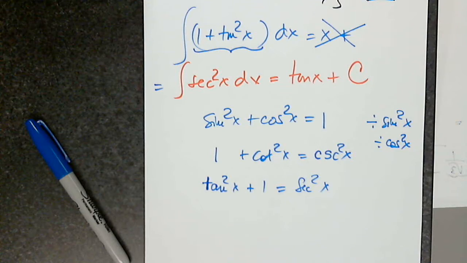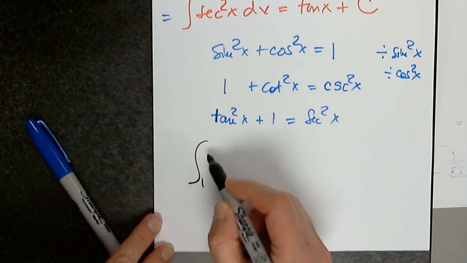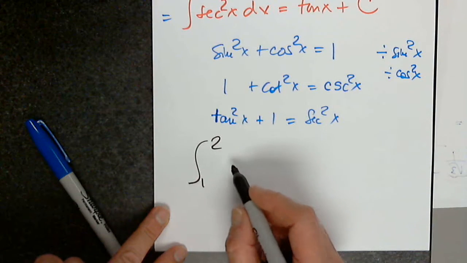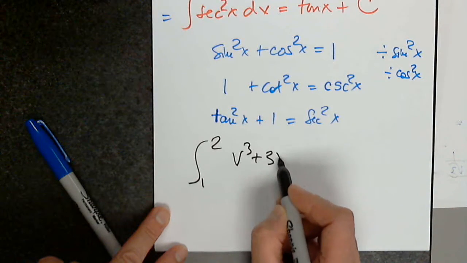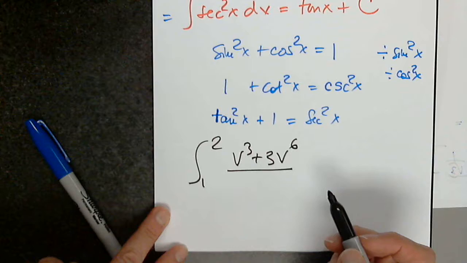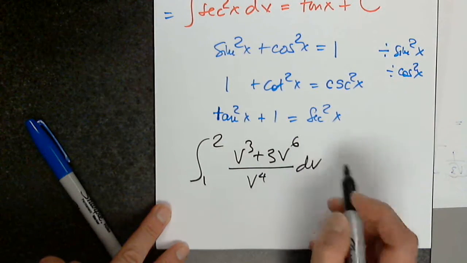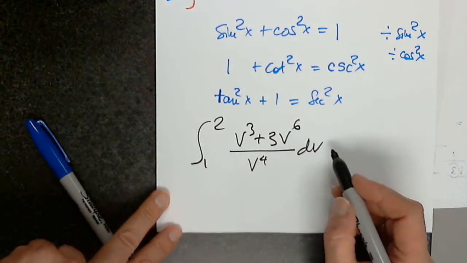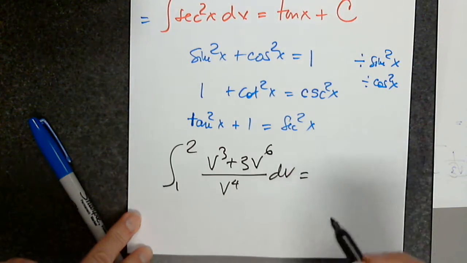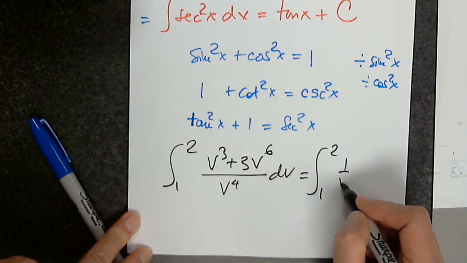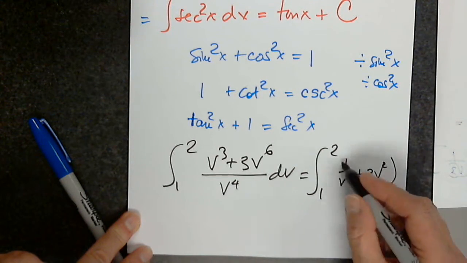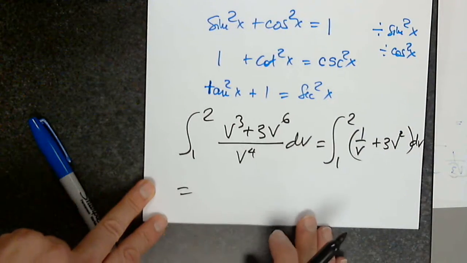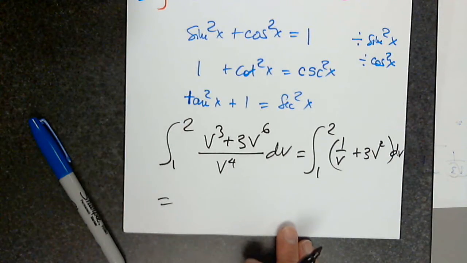The one that confused me was a definite integral. It's the integral from 1 to 2 of v to the third plus 3v to the sixth over v to the fourth dv. In this case, I split the integral. V to the third over v to the fourth is 1 over v, plus 3v to the sixth over v to the fourth is 3v squared dv.